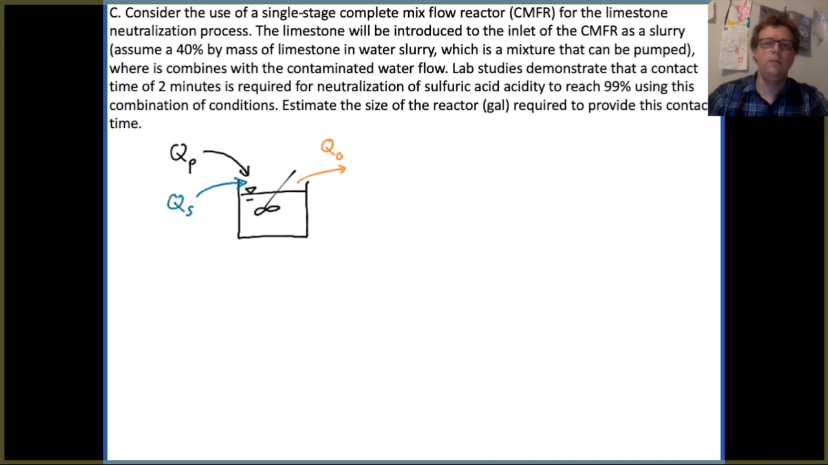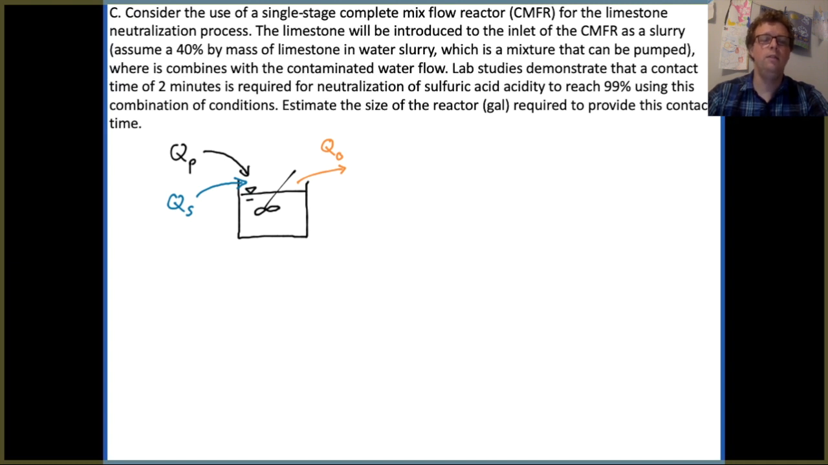Step C, probably the hardest in this task of the problem. We've got a single continuously stirred tank reactor, and we want to know what volume is required to achieve the treatment that we want. We're given the information that in addition to the water coming from the power plant, which I've drawn in black and labeled QP, we're also going to add a slurry that's going to be 40% limestone, 60% water. So I've drawn that in blue.